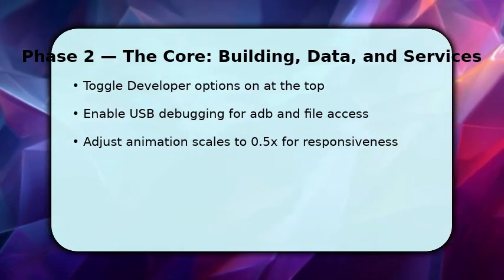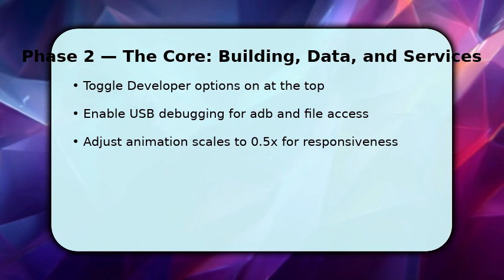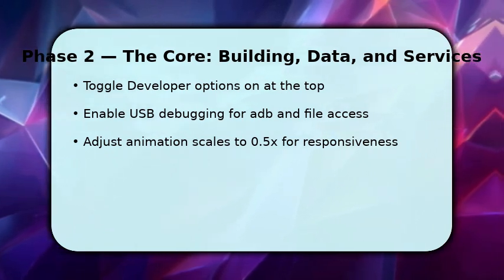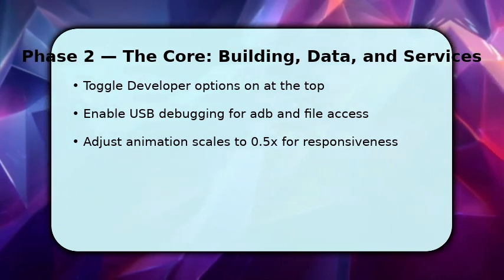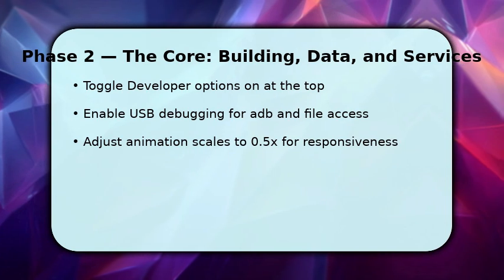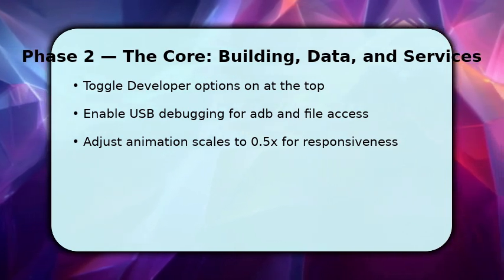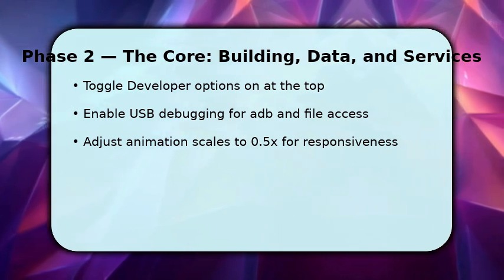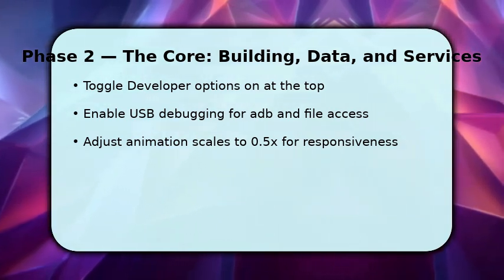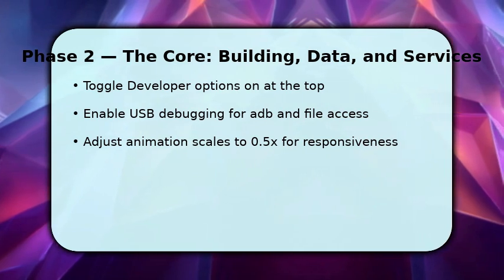Next, enable USB debugging if you plan to use ADB or transfer advanced files. This allows a computer to issue commands. Then, adjust window, transition, and animator animation scales to 0.5x to speed up the UI. This improves perceived performance. Make sure to read each setting label before changing it, because some switches, like OEM unlock.